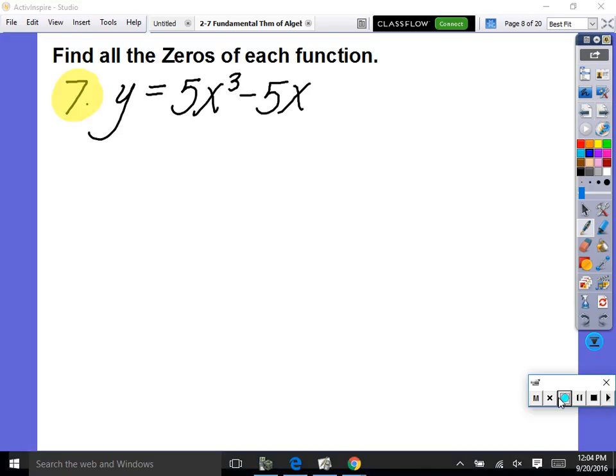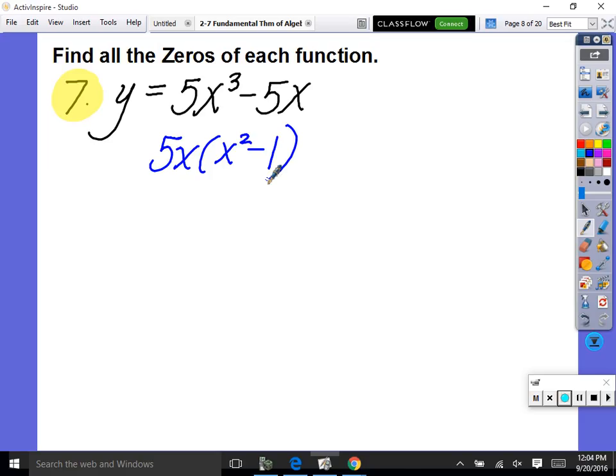So we're going to use the most appropriate method to find the zeros. So the first thing we always do, no matter what, is say, is there a greatest common factor? So on number 7, we're going to find the zeros. So we do have a greatest common factor. What would we factor? 5x. We'll pull out a 5x, then left is x squared minus 1, correct? So now this one's easiest to be solved by factoring.